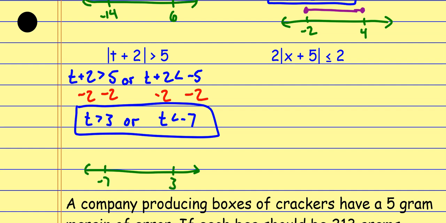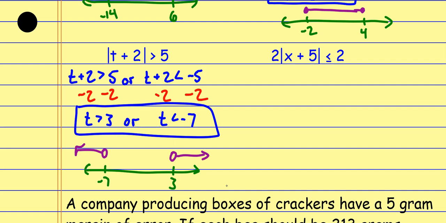-7, +3. Let's see, it says we're greater than the 3. That's like this. Less than the -7 is like this. Notice my use of those open dots. And that's what an "or" inequality is supposed to look like. Remember, we have the two different pieces, okay?